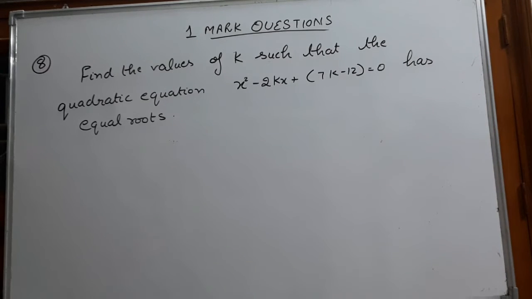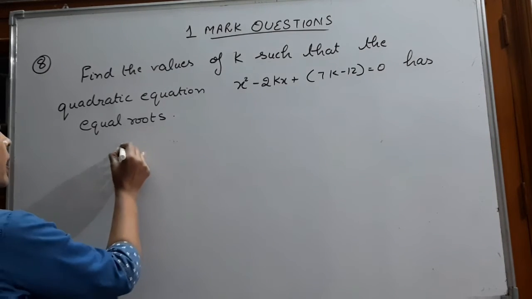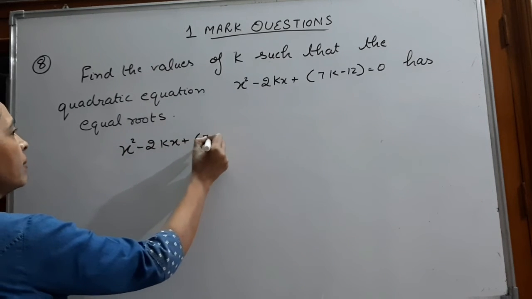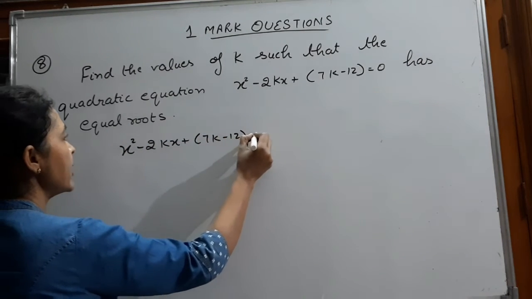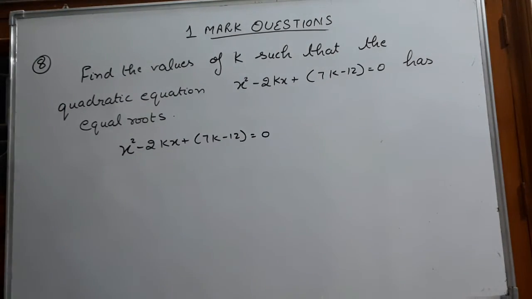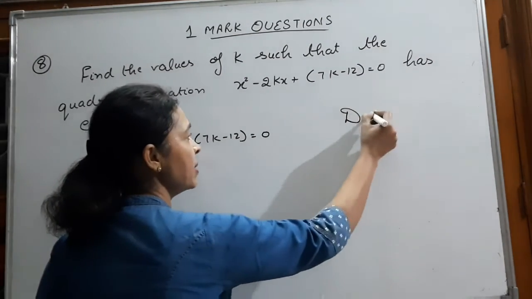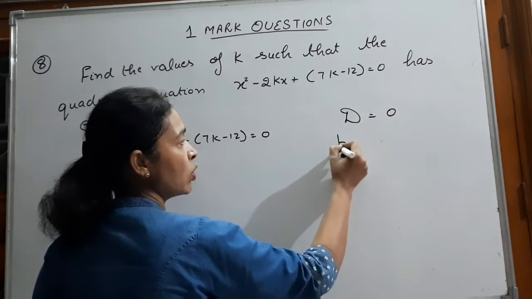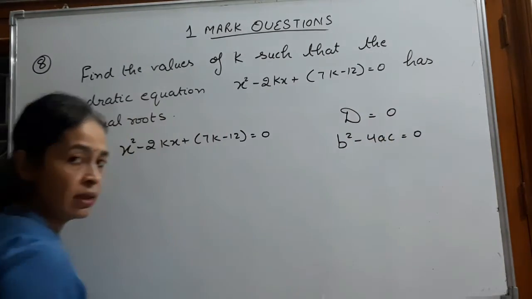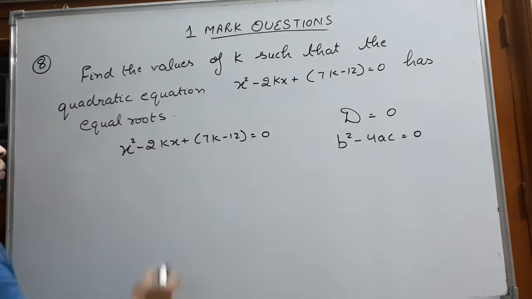Find the values of k such that the quadratic equation x square minus 2kx plus 7k minus 12 equals 0 has equal roots. If a quadratic equation has equal roots, what does this mean? That its discriminant is 0. And what is the formula for the discriminant? B square minus 4ac. It should be equal to 0.